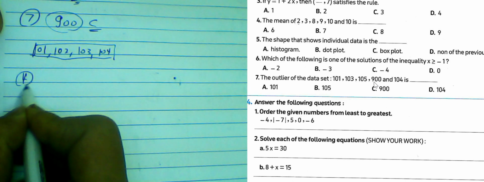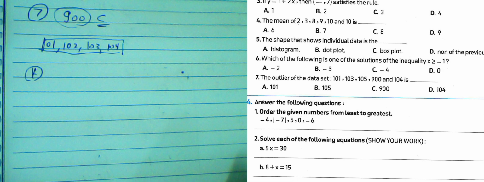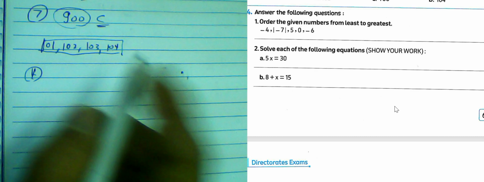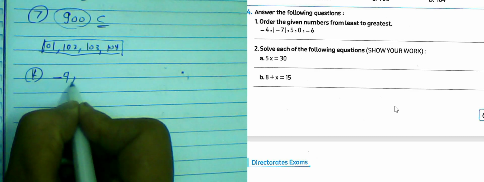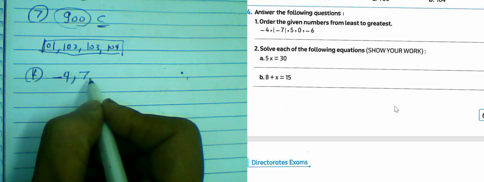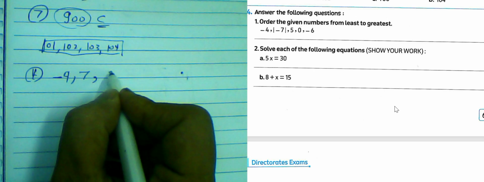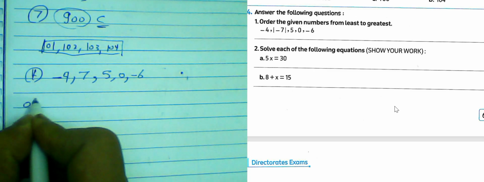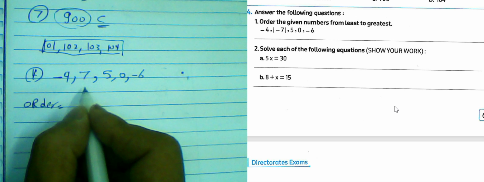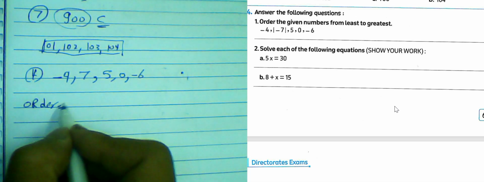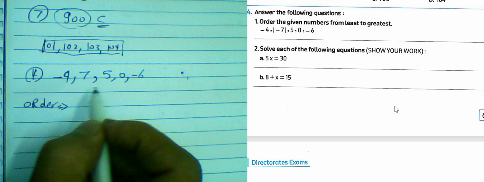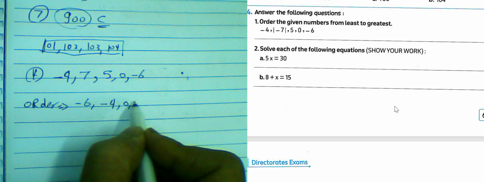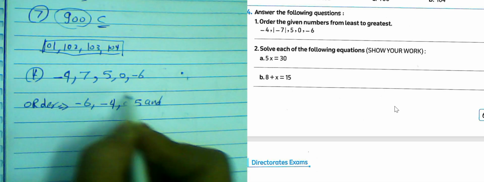Question number 4. Order the numbers from least to greatest. Okay, we have -4, and the absolute value of -7, which will be 7. And we have 5, 0, -6. We can write the order from least to greatest. The smallest number here is -6, then -4, 0, 5, and the last one would be 7.